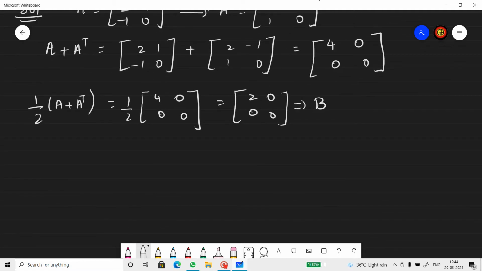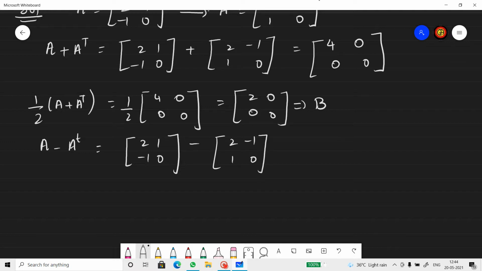Now let's do A minus A transpose. Now what is A minus A transpose? 2, 1, minus 1, 0, minus 2, minus 1, 1, 0. And I get what? 0, 2, minus 2, 0. Right?